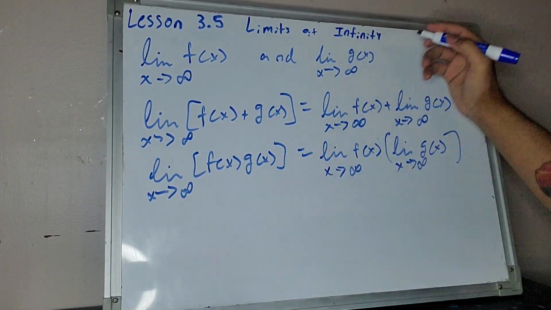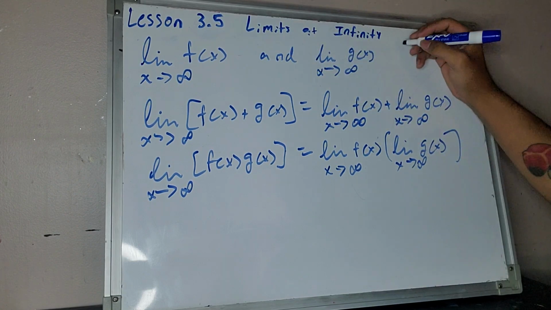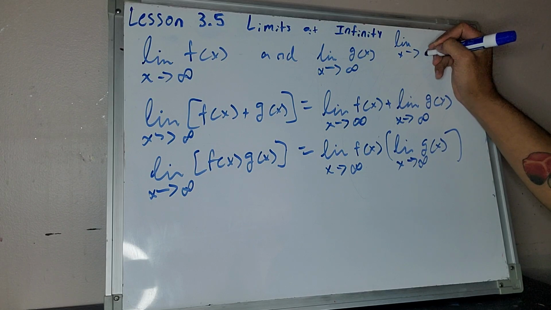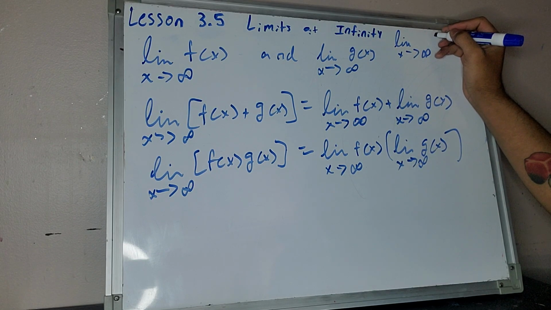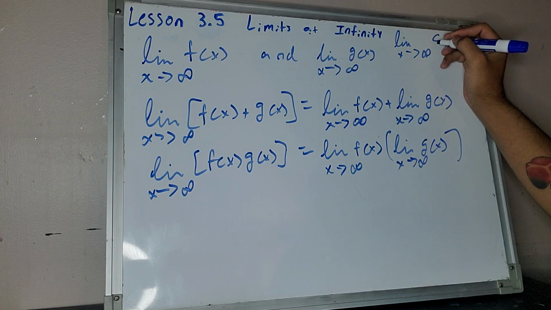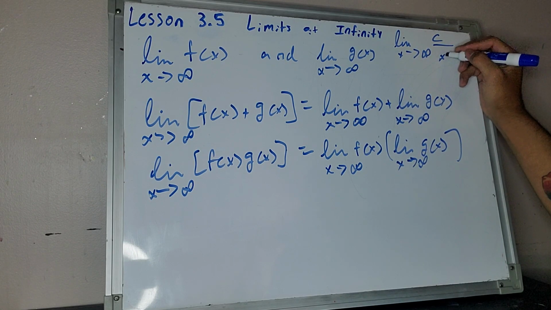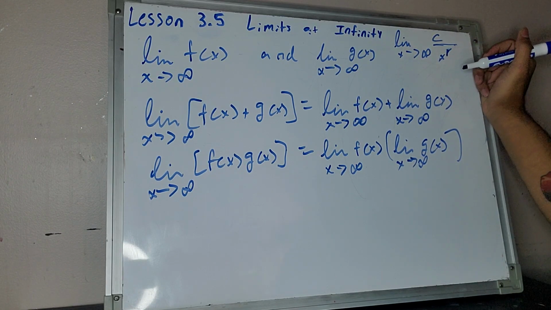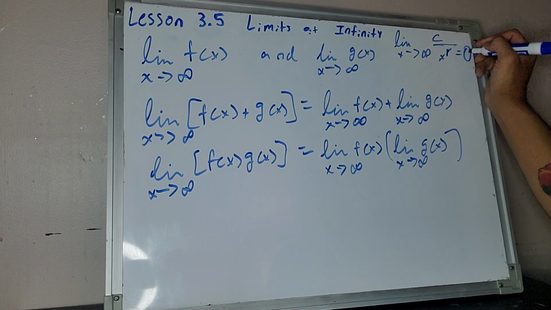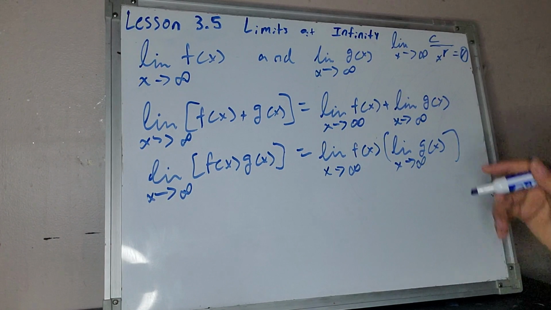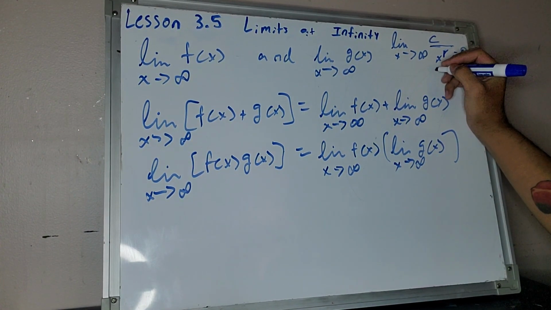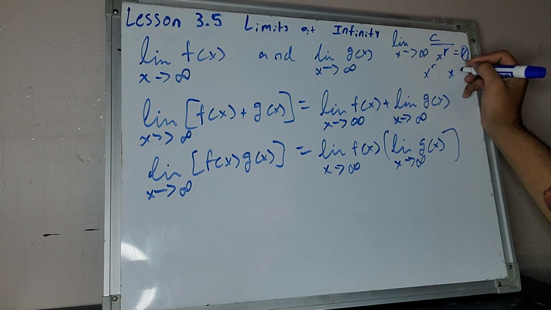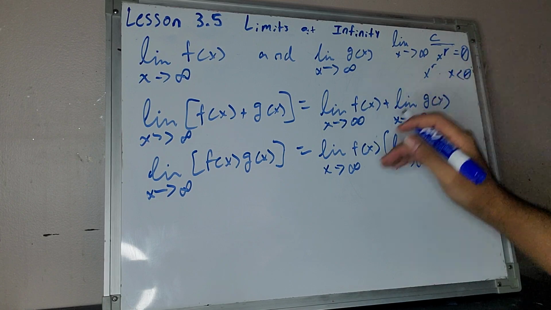One rule that we're going to constantly be using when dealing with limits at infinity is that when the limit as x approaches infinity of c over x to the r, where c is any real number and r is a positive rational number, then the limit will equal 0. The same applies if x to the r is defined when x is greater than 0, or less than 0.